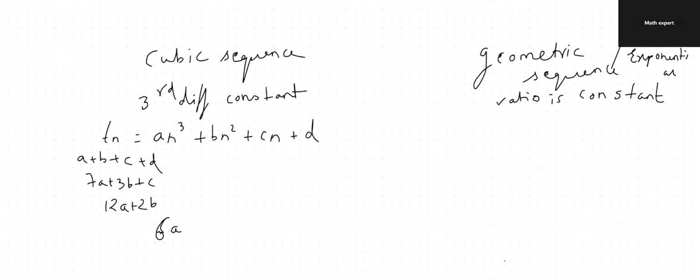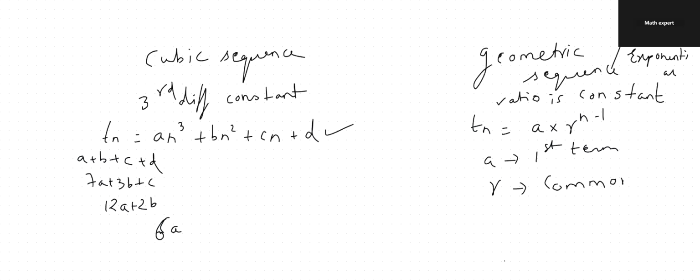Now next, once you find a, b, c and d with the given expression, you just have to substitute in this. Next is, if you want to find the nth term of the geometric sequence, you have to do a into r raised to n minus 1. So a is the first term and r is the common ratio. How do you find common ratio? You do the next term upon the previous term. For difference also, you take the next term minus the previous term.